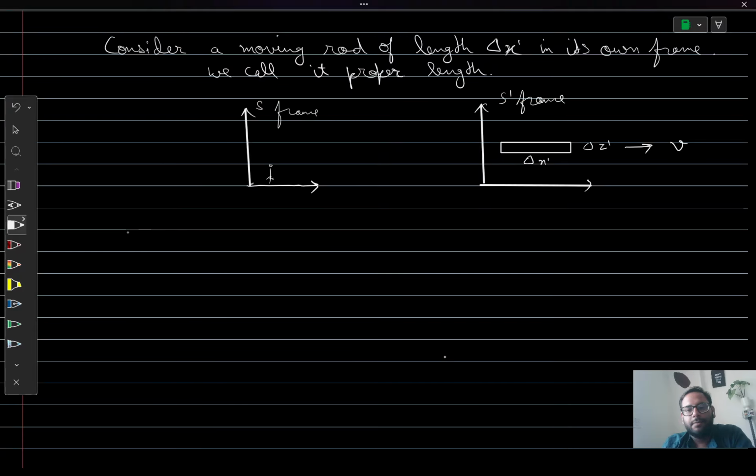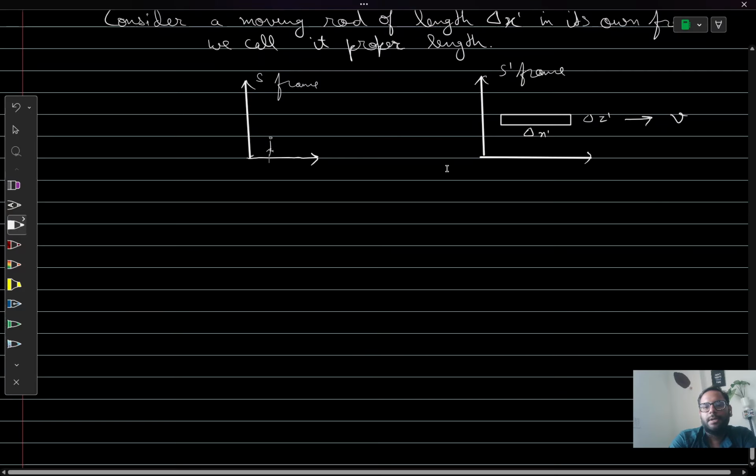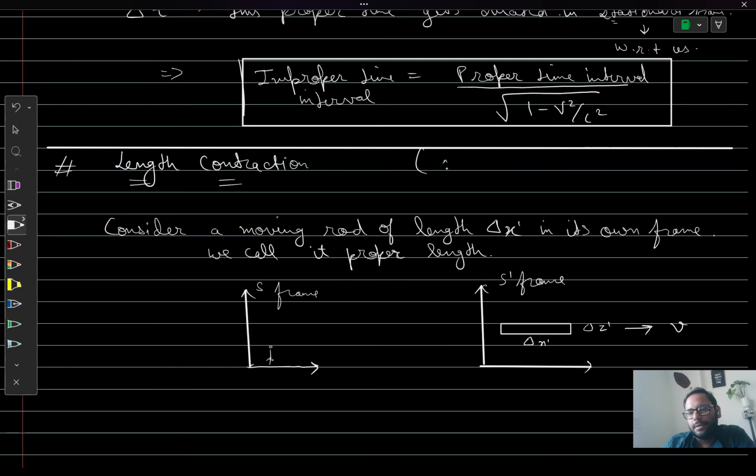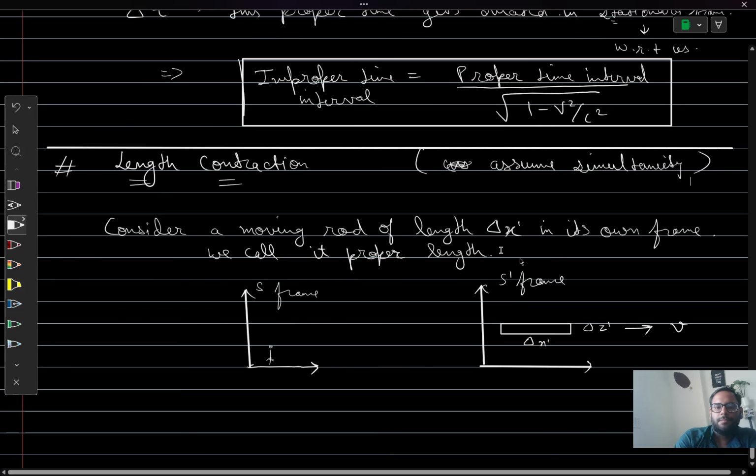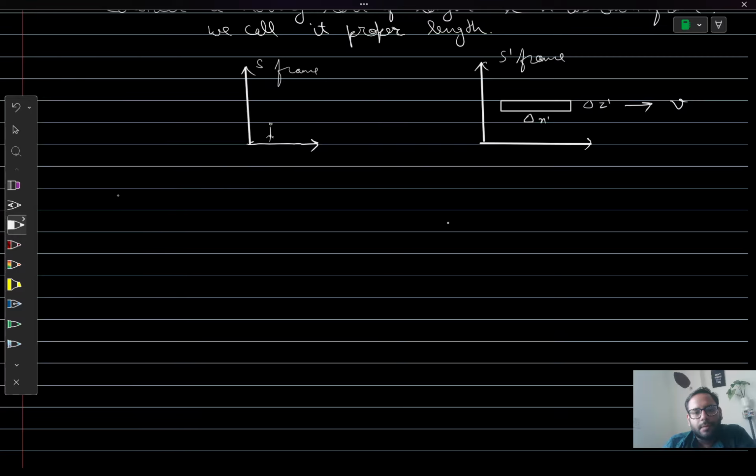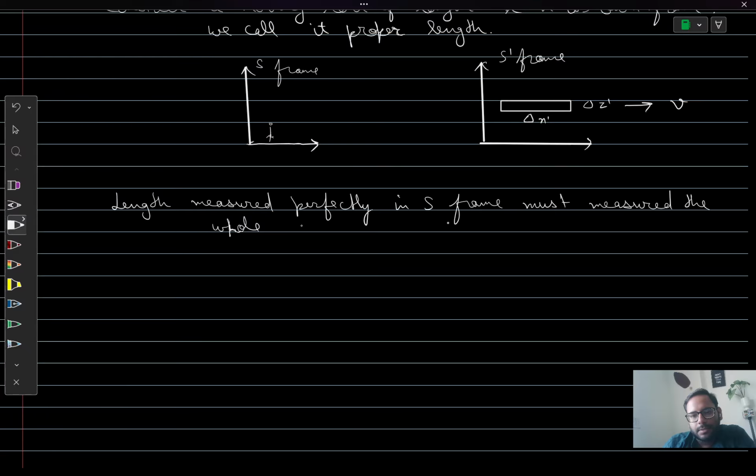Now just see quickly what will happen. Here, for the length contraction, we will assume simultaneity. The length measured perfectly in S frame must measure the whole length simultaneously.